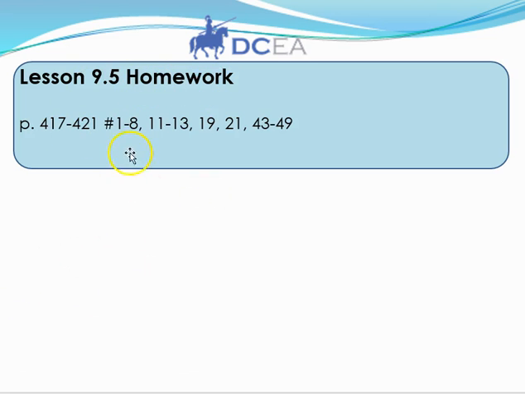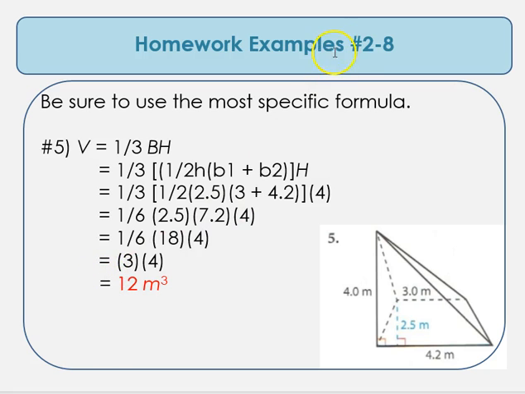Lesson 9.5 homework. We're going to do numbers 1 through 8, 11 through 13, 19, 21, 43 through 49 as review. So numbers 2 through 8, be sure to use the most specific formula, and here's what number 5 would look like. So we have the base of this pyramid is a trapezoid.